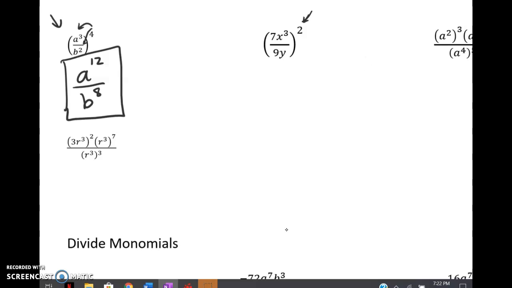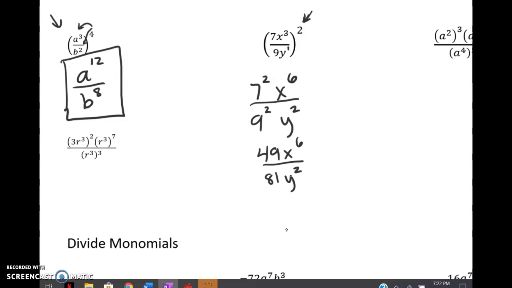Okay, now this 2, that has an arrow already, we're going to bring that into all the bases. Now sometimes this is confusing, but the 7 gets squared. The x cubed is going to get squared. That's going to make it x to the 6th. The 9's going to be squared. And then the y is also going to be squared. Now remember, that's y to the 1st power if you want to put a 1. We are going to multiply those bases out. So 49 x to the 6th over 81 y squared. And that one will be done right there.